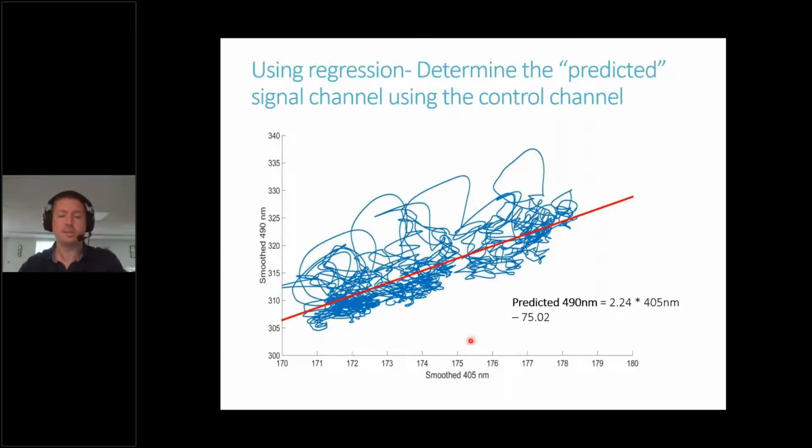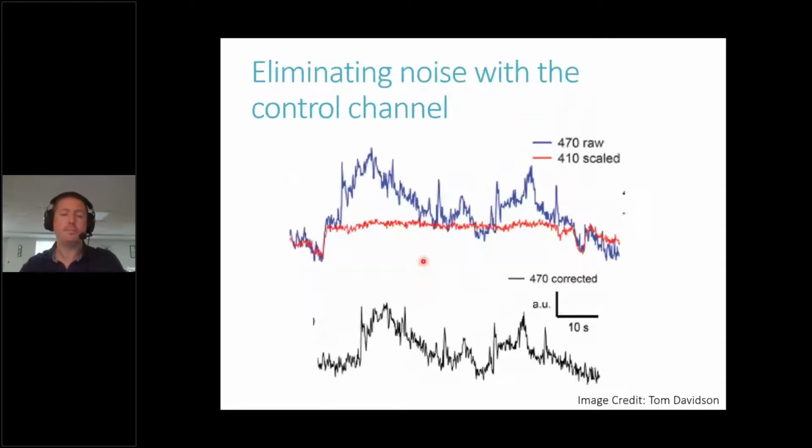And so a regression allows us to put these two on the same scale and create what the background noise should look like. And this is probably a little better example of that that comes all the way from the Fiber Photometry workshop I attended 5 years ago. It was probably the second one ever offered.